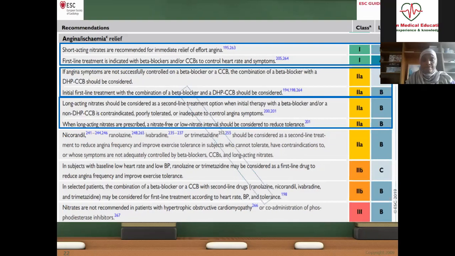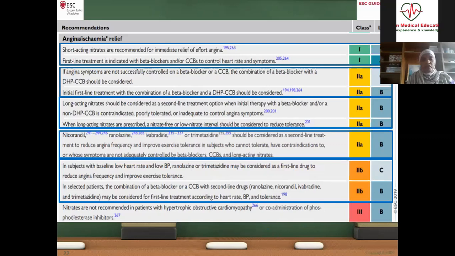And this is, as I mentioned earlier, from the previous slides. I'll just mention here, class 2B recommendation for those who have a baseline low heart rate and low blood pressure. Those patients, you might add the anti-anginal which would not affect the heart rate or the blood pressure, such as ranolazine or trimetazidine. So, of course, you have to tailor your management according to the patient circumstances and characteristics. So you might use those medications in first line instead of beta blocker or calcium channel blocker for some selected patients. And this is a 2B recommendation from the guidelines.